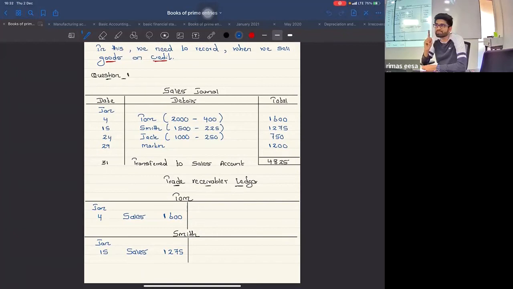Book of first entry. Whenever you have a transaction, you don't do the debit and the credits first. You need to first enter in a book of prime entry. After you enter in the book of prime entry only, you look at it and do the double entries.